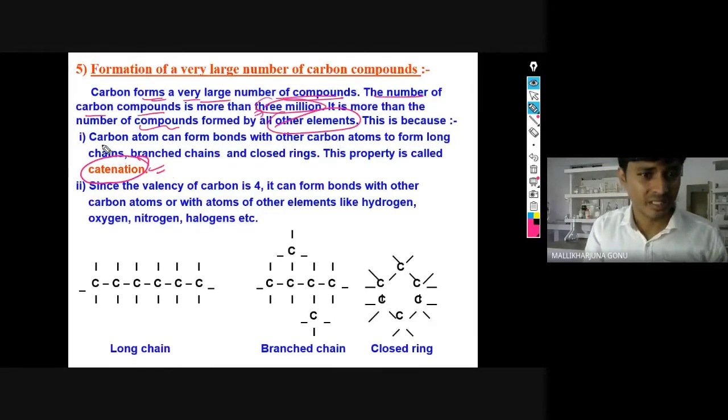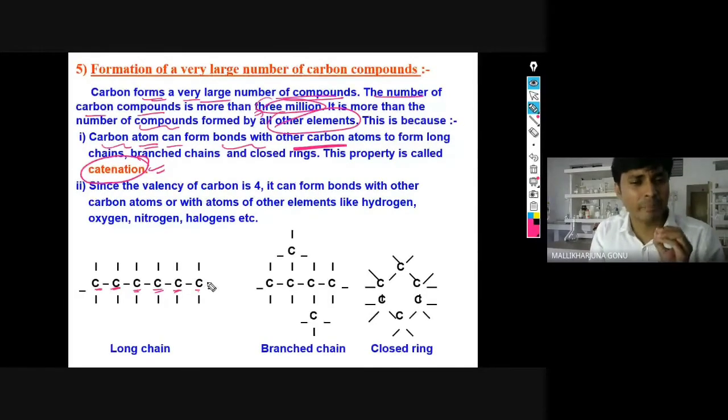Now what does catenation mean? A carbon atom can form bonds with other carbon atoms. You can see here carbon is forming a bond with the other carbon. The number of carbons can be anything; so many are possible. But you have to remember at least the nomenclature for 7 carbons. How to pronounce those names is very, very important.